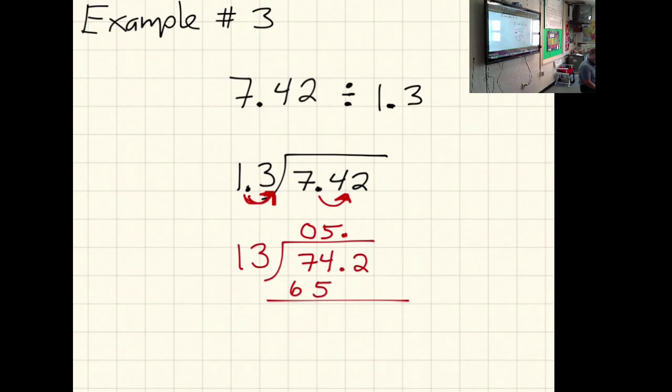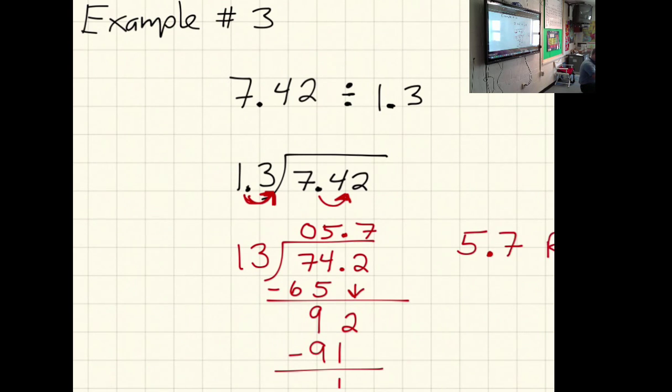9. Okay, bring down the 2. 13 goes into 92. How many times? 7 times. That's going to give me 91. I'm left with 1 as a remainder. So 5.7 with a remainder of 1.